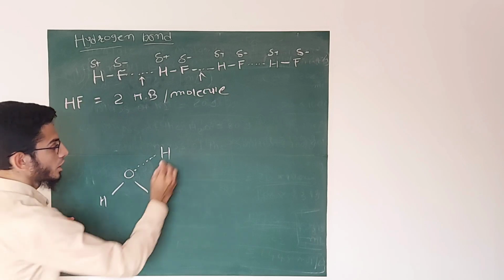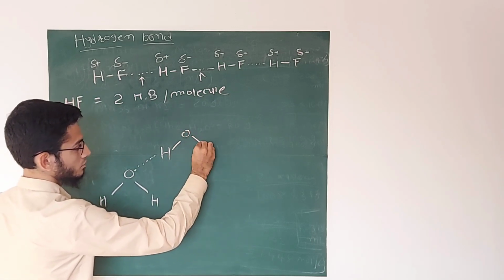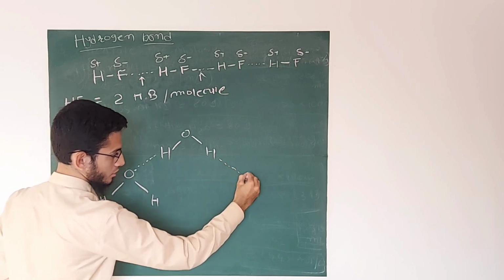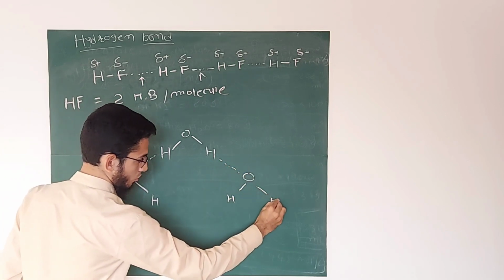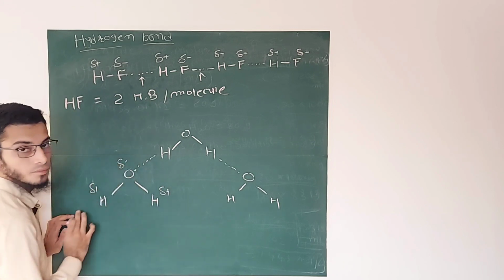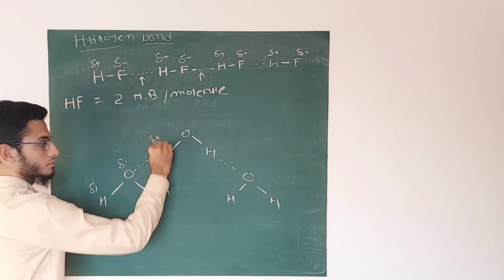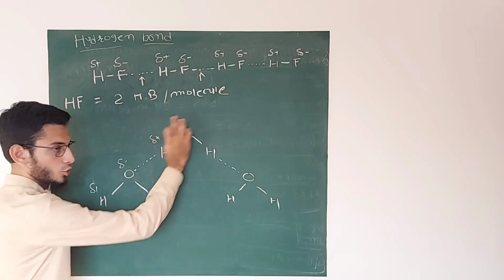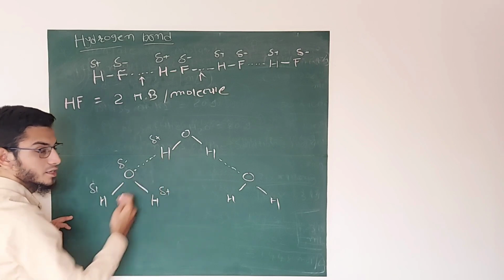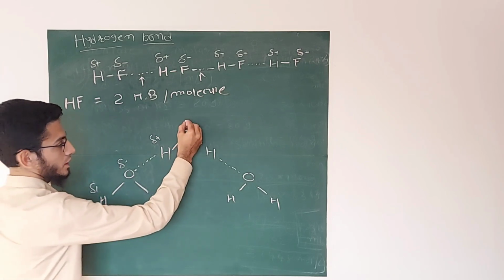There will be hydrogen also and oxygen. Here also the hydrogen bond takes place like this. Why? Because this is delta plus here, delta plus, and delta minus here. Delta plus will also be here. So the hydrogen atom of one molecule combined with the electronegative atom of another molecule is known as hydrogen bond. Here also delta minus.